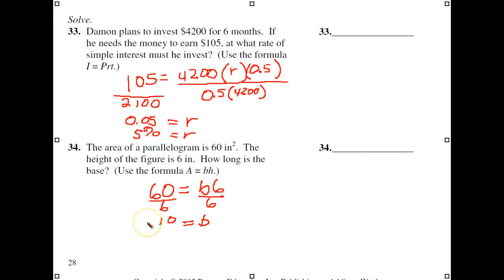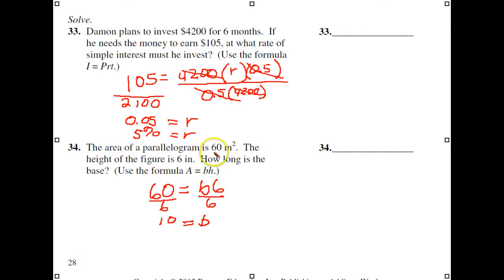All right, I have a feeling this tape is getting to be a little bit long, so we're using this interest formula. They're giving us the interest is 105. The principal is 4,200. We don't know the rate. And it's a half a year, 6 months. So we put the half in as 0.5. So we divide both sides by this. That gives us the R. And if I do this, it's 2,100. And if I divide this by 2,100, I get 0.05, which is 5%.